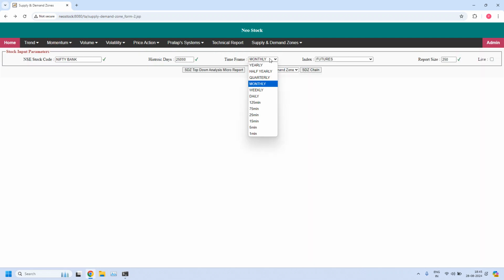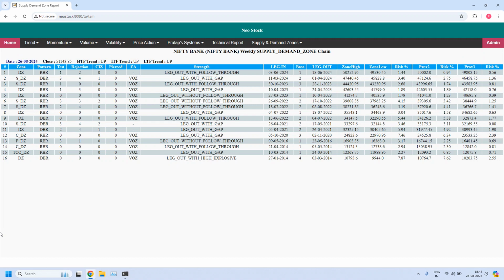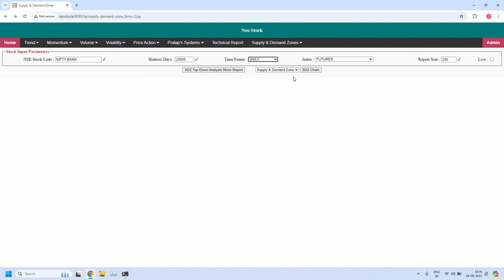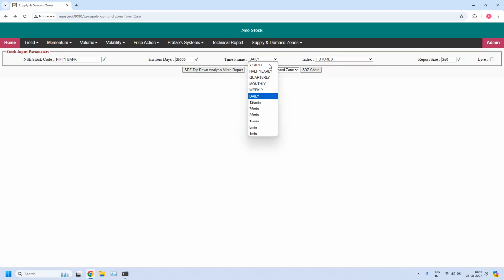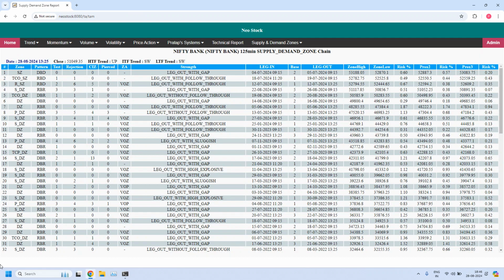The next time frame is weekly. I am generating weekly supply demand zone chain for BANKNIFTY. The next time frame is daily. I am generating daily supply demand zone chain for Bank Nifty. And the next time frame is 125 minutes. I am generating 125 minute supply demand zone chain for Bank Nifty.